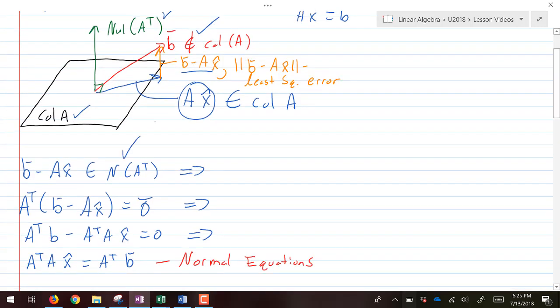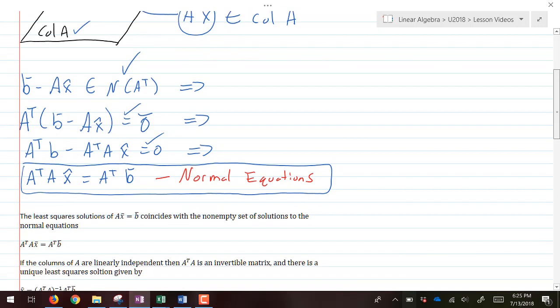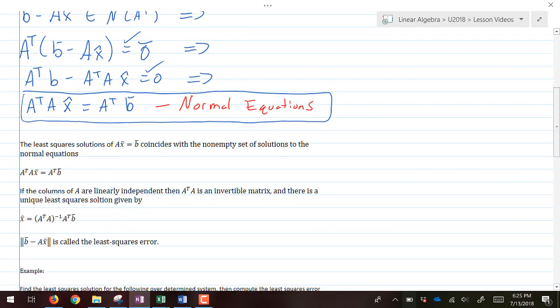So if b minus A x hat is in the null space of A transpose, then A transpose times (b minus A x hat) is equal to the zero vector, and this allows me to generate what are called the normal equations in least squares. So for any matrix A, A transpose A x hat equals A transpose b are the normal equations for that system. And the solution to that is called the least squares solution.